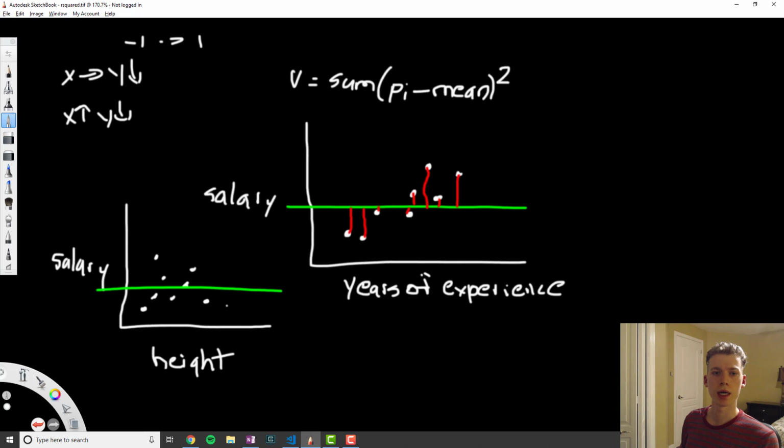And where R squared comes into play is when we try to determine the best fitting line. So let's say we use linear regression on this data set, and we would draw a line similar to this, and again we would calculate the variance to that line.